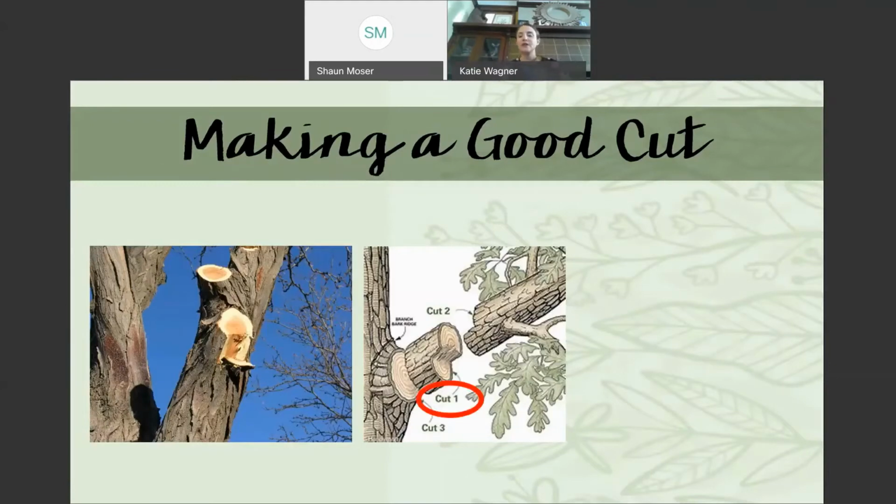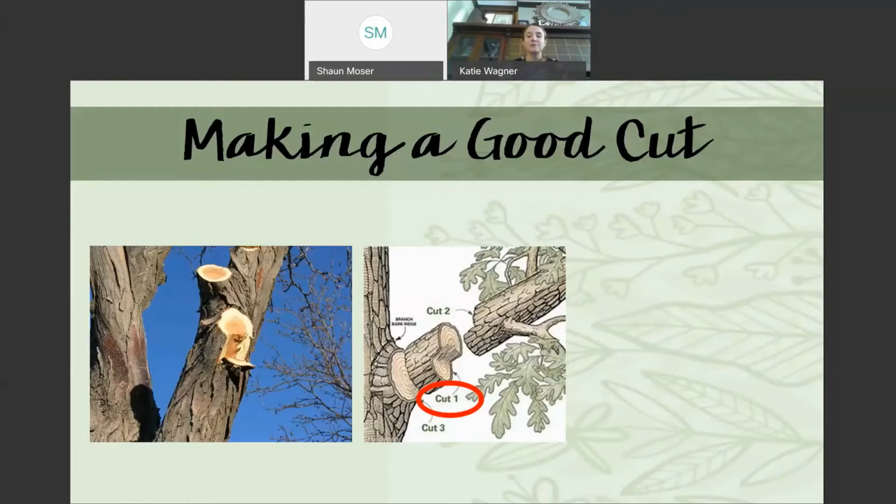Our first cut happens so we're actually looking at, for that first cut, this one here. You come out about 6 to 12 inches from the leader of that tree, and you cut about halfway through that leader, about halfway through the diameter, okay? You're cutting from the bottom up. You're not cutting all the way through.